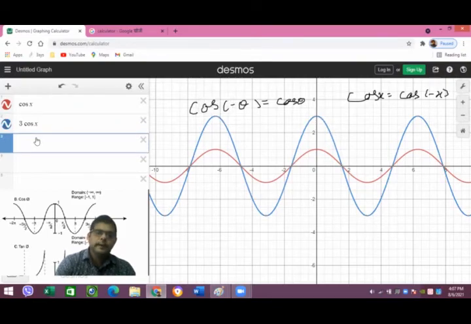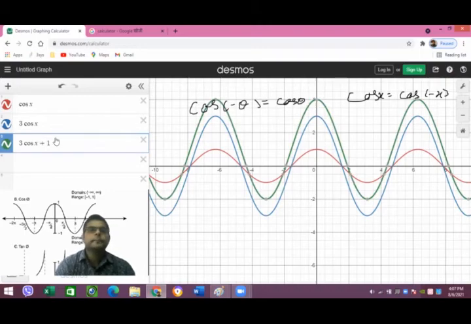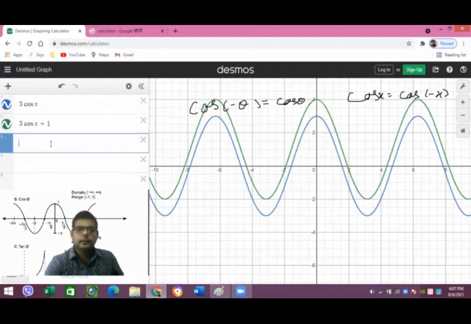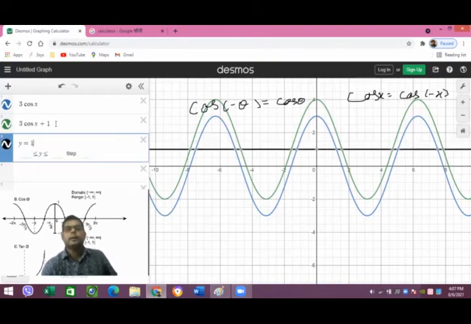And if you write 3 cos x and then plus 1, for example, let me check through this. So what happens? The whole graph has been shifted 1 unit up about the line, and the same sort of property, instead of showing about the origin, it will show about the line y equals 1, because we have taken 1 step up.